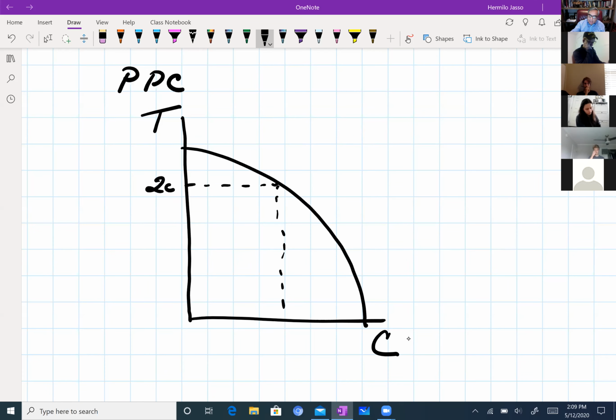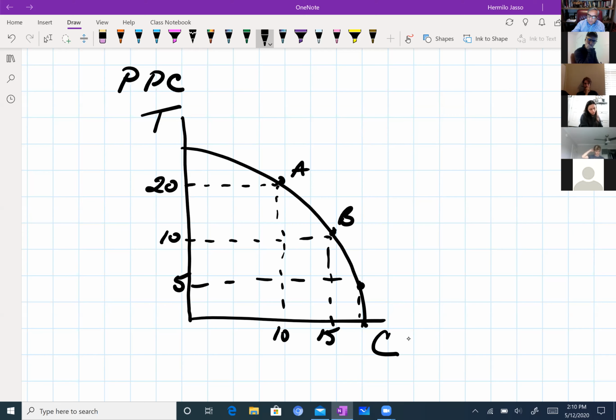Let's say I can make 20 tanks and 10 cars, or I can go over here and produce 10 tanks and 15 cars. Okay, this is point A, point B, and let's go right here. Let's say this is 5 and this is 20. So look at this. These are three possible outputs that we can produce if we use all the resources to the fullest. Remember the resources that we have: land, labor, capital, and entrepreneurship ability. So if we use all the resources to the maximum, this is how much we can produce.